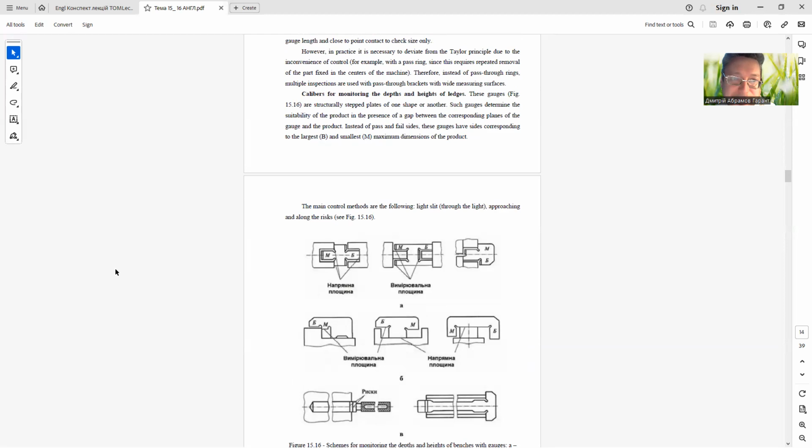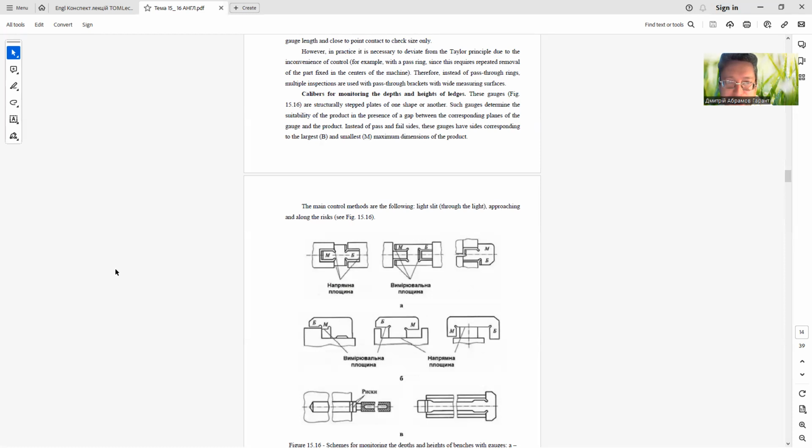However, in practice, it is necessary to deviate from the Taylor principle due to the inconvenience of control. For example, with a go ring, since this requires repeated removal of the part fixed in the centers of the machine. Therefore, instead of go rings, multiple inspections are used with go brackets with wide measuring surfaces.